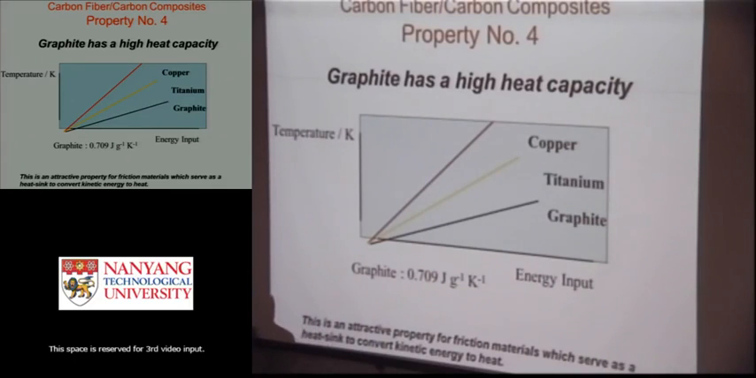So this is also why, for example, we want to use this material for airplane tires, because when the airplane touches down, it generates a lot of heat. This heat can be easily removed by these carbon-based materials. If you use metal, okay, metal cannot remove heat that fast. The temperature will increase a lot, and the metal maybe will melt, okay.